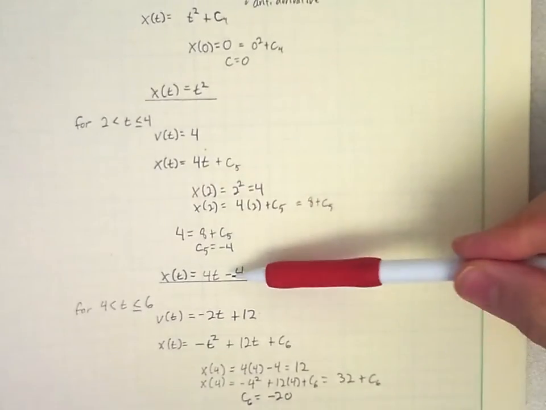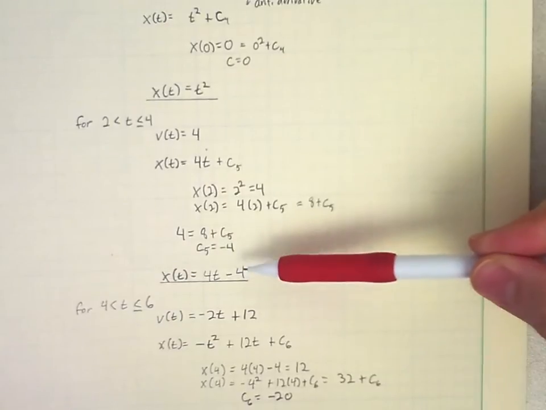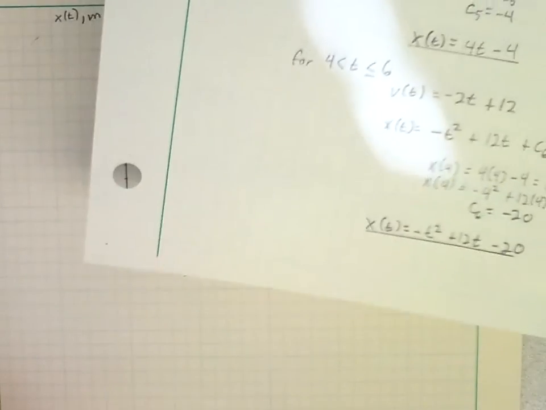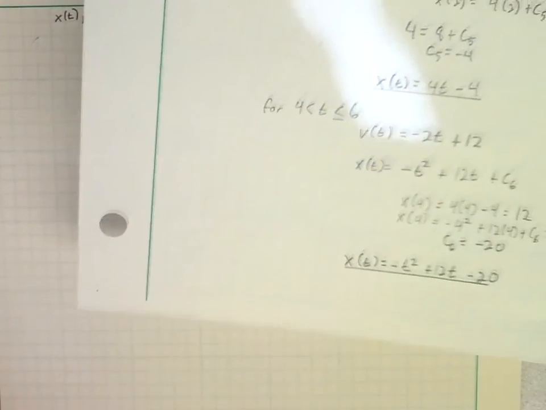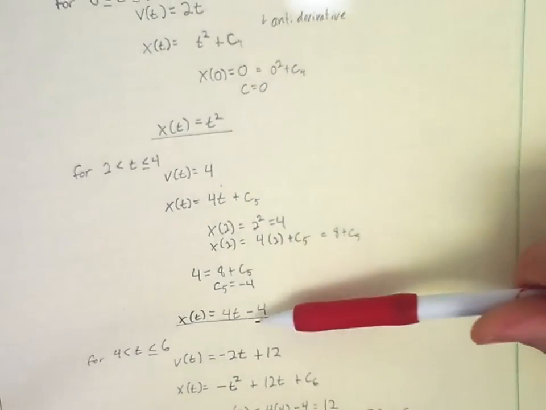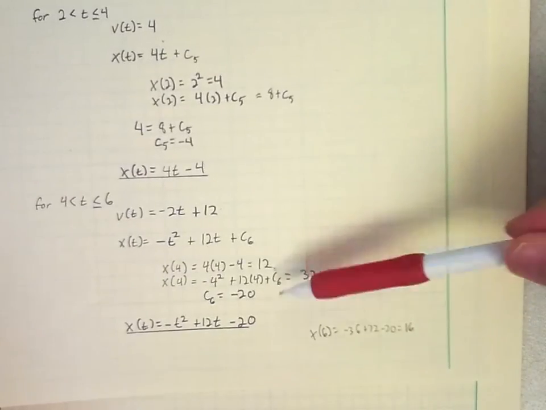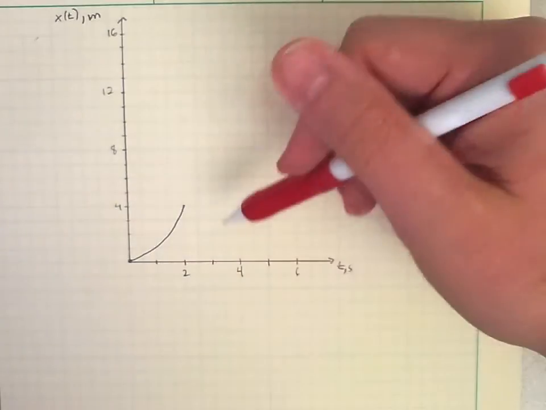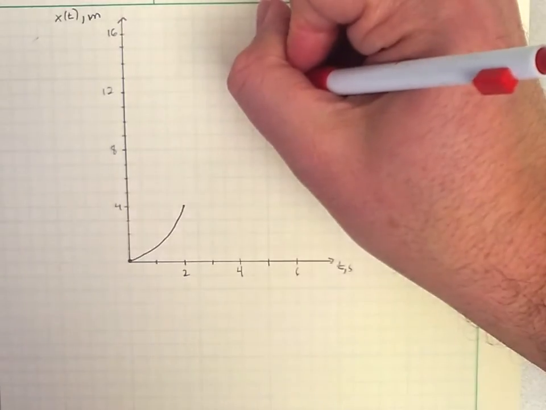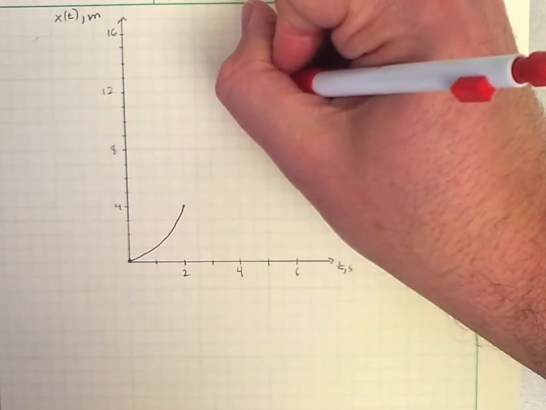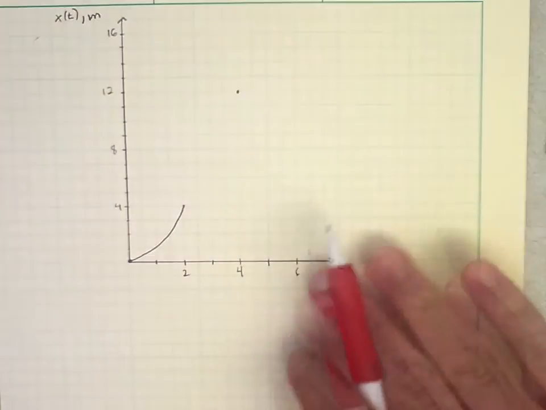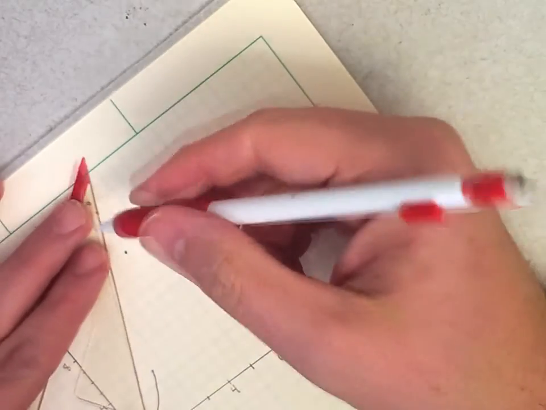From 2 to 4, it looks like the function 4t minus 4. And the important part of that is, without even being able to see where it crosses the axis, we know it has a slope of 4. And so we also know that it ends, because we had to use it down here, at 12. So from 2 to 4, with 4 being right there, we know it's a straight line going from 4 to 12.